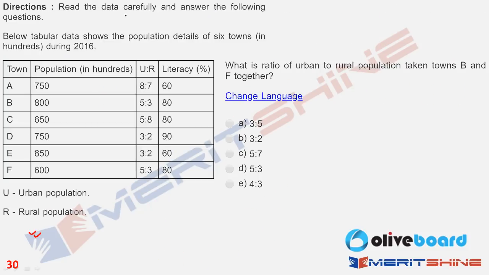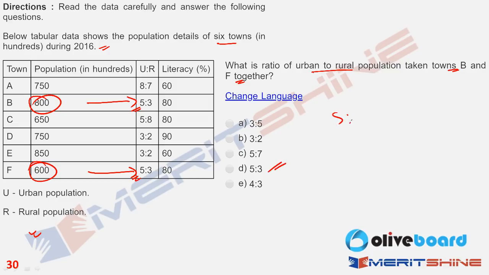Okay, read the data carefully and answer the following question. Below, tabular data shows population details of 6 towns in 100 during 2016. What is the ratio of urban to rural population taking towns B and F together? What is B here? It is 800, 5:3, and F is 600, 5:3. Do you really need to calculate it? As long as these ratios are the same, no matter how much you mix, you'll get the final also as the same ratio, no?